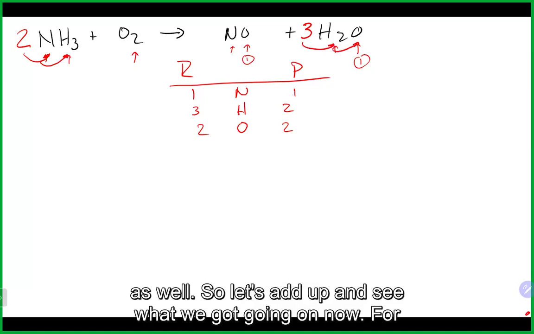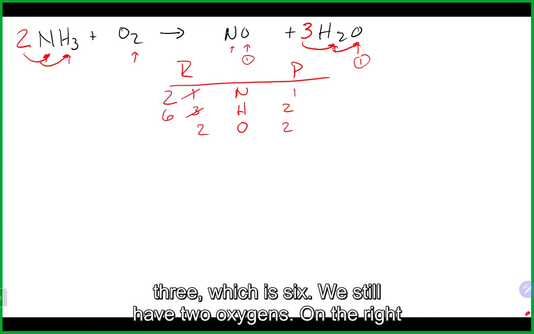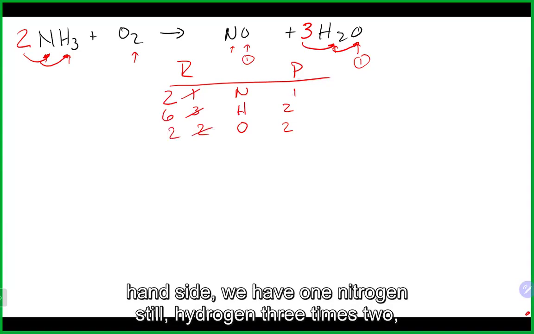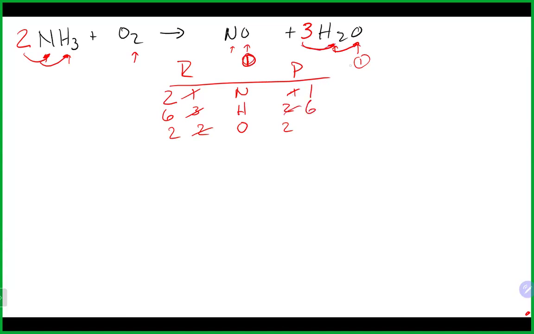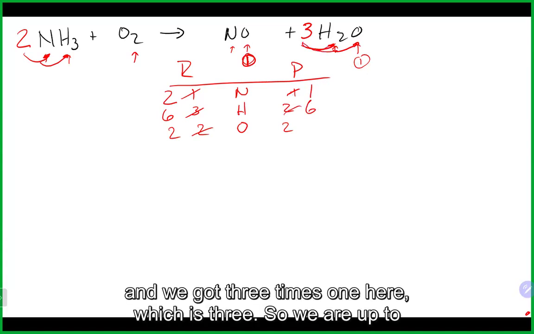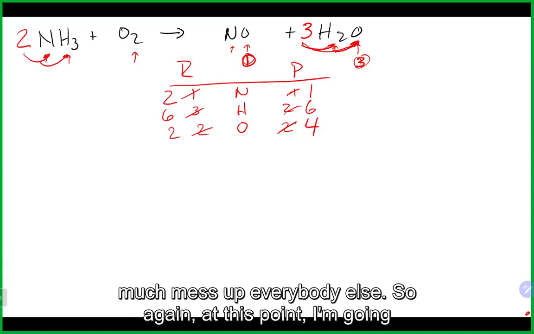So let's add up and see what we got going on. Now for nitrogen, we got 2. For hydrogen, we have 2 times 3, which is 6. We still have 2 oxygens. On the right-hand side, we have 1 nitrogen still. Hydrogen, 3 times 2, which is 6. Now, in terms of the oxygen, we got 1 there. And we got 3 times 1 here, which is 3. So we are up to 4. So much like what happens, you fix one thing and pretty much mess up everybody else.